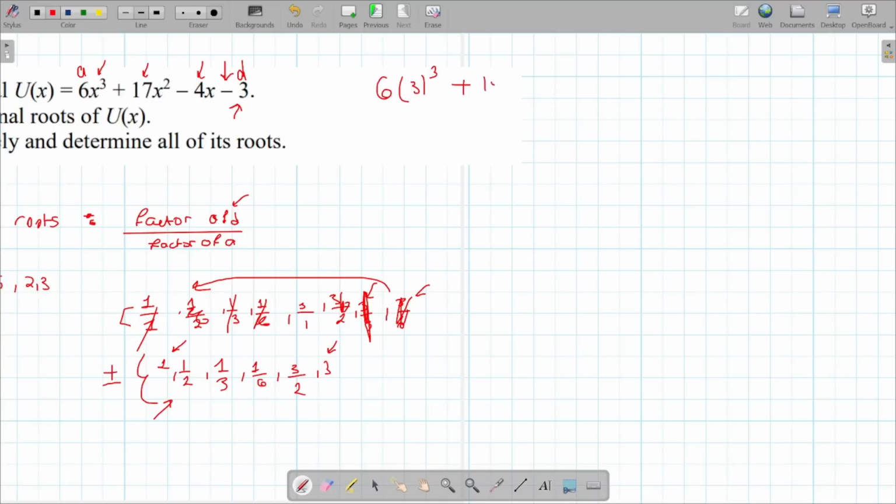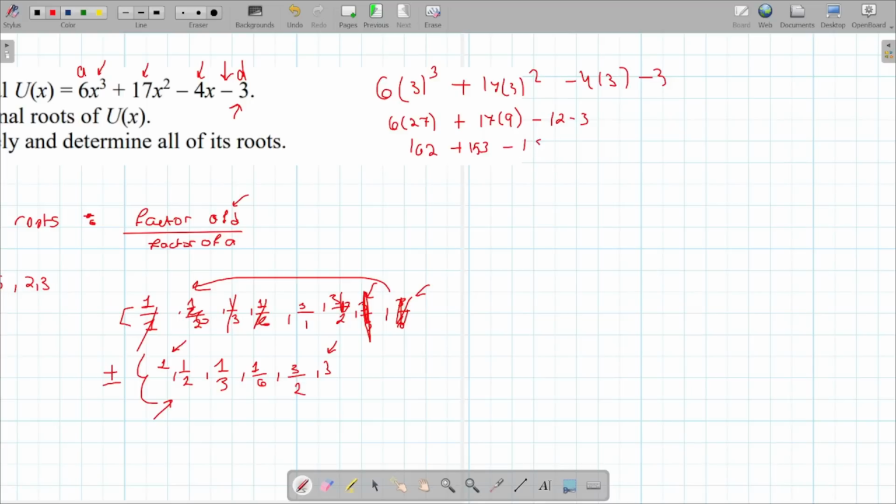6 times 3 cubed plus 17 times 3 squared minus 4 times 3 minus 3. Here 3 cubed is 27. 6 times 27 plus 17 times 9 minus 12 minus 3. 6 times 27 is going to be 120, 140, 162. Okay, 17 times 9 is going to be, let me see, 63, 153, I think.